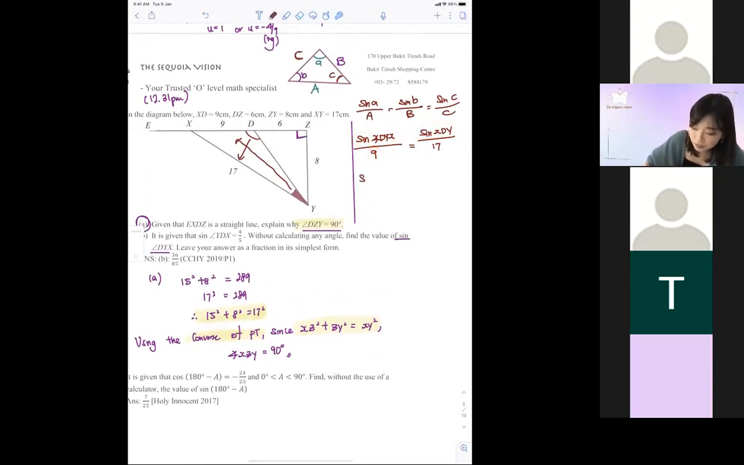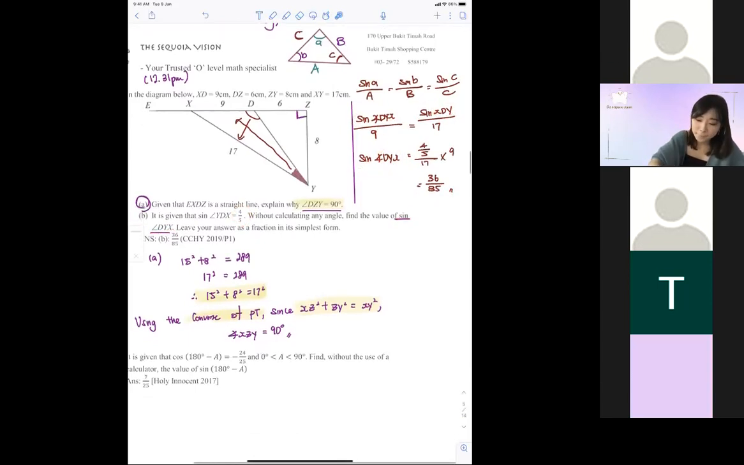So slowly, sine angle DYX. Sine DXY is 4 over 5, right? So 4 over 5 over 17 times 9. You get 36 over 85. Answer. Okay, don't need to bring the sine over because they want sine DYX. They don't want the angle, they want sine of the angle. So be careful of what the question is asking you for. So this is for part B.